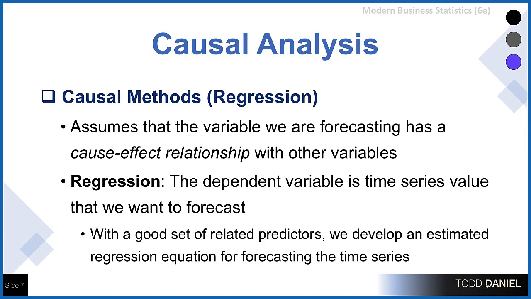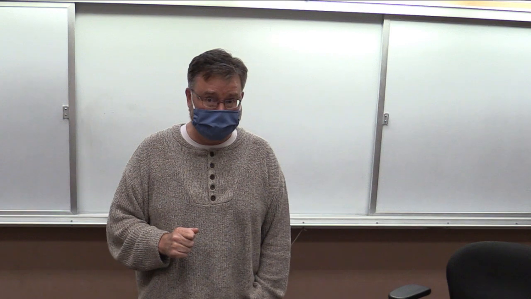Causal methods are where we use a regression equation. We're making an assumption of a cause-effect relationship and using multiple variables in that regression equation to make the forecast. So if we get a good set of predictors, then we can develop this regression equation to forecast our time series. Causal inferences. Now you may say to yourself, isn't regression one of those correlation methods that we've learned about?